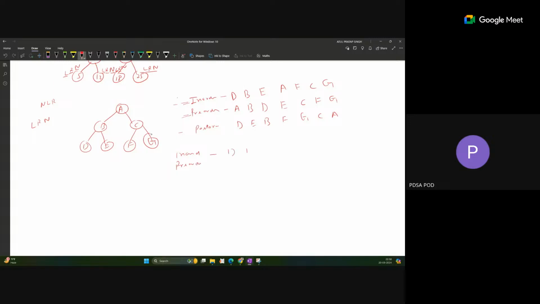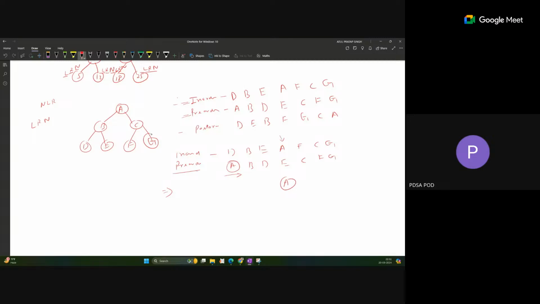So the in-order is D, B, E, A, F, C, G, and the pre-order is A, B, D, E, C, F, G. Okay, so how can we create the tree? In pre-order, the first node is the root node. So we create a root node, and we traverse the pre-order from left to right, but we check in the in-order.